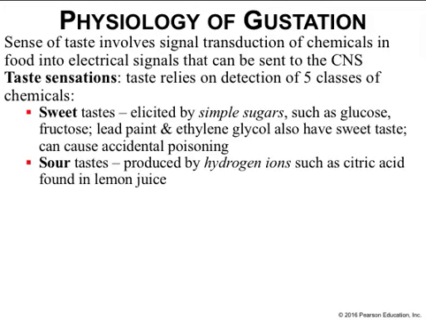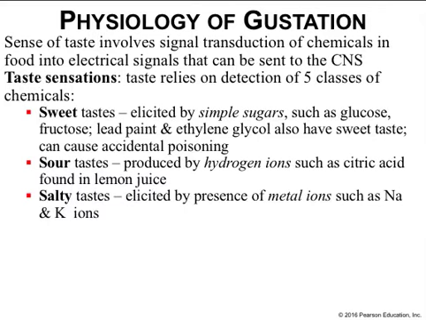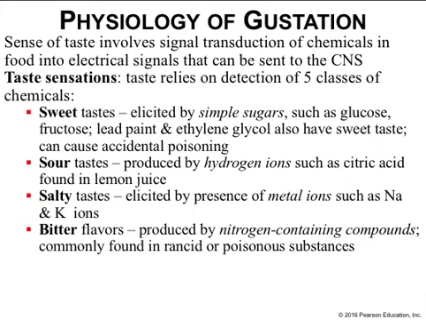Sour tastes are produced by hydrogen ions, such as in citric acid in lemon juice and other citrus fruits. Salty tastes are elicited by the presence of metal ions such as sodium or potassium, and bitter flavors are produced by nitrogen-containing compounds found in rancid or poisonous substances. Examples include things like alkaloids that are found in a lot of plant materials.